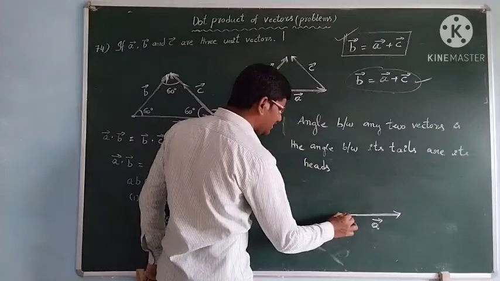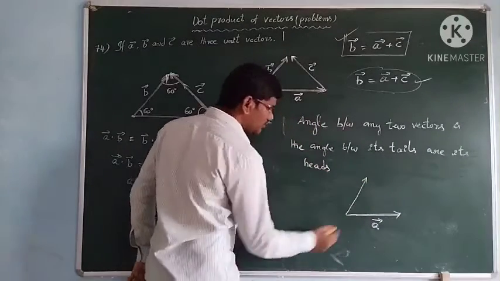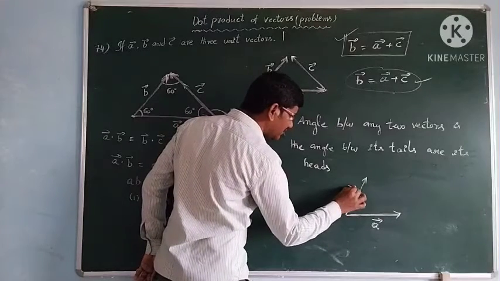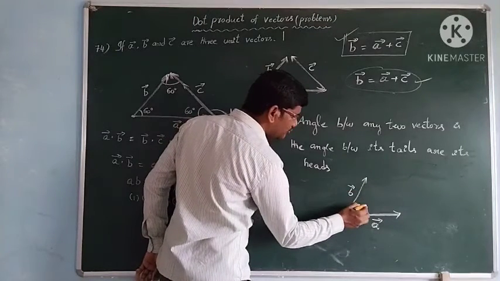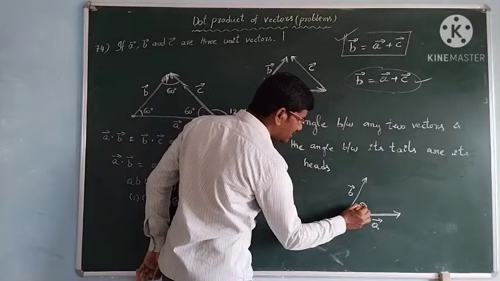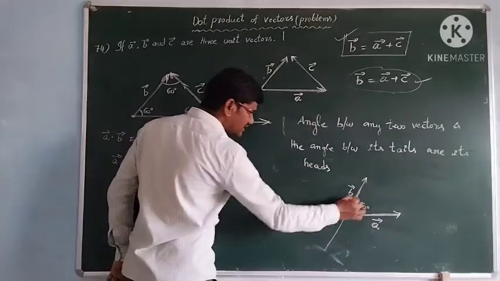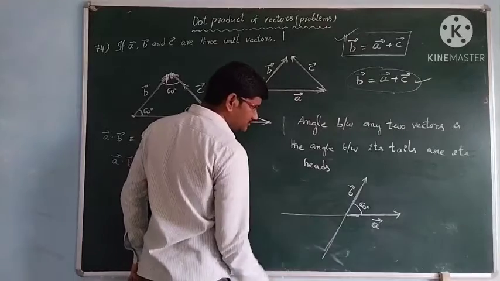And you have another vector b bar. So this is the initial point of the first vector, this is also the initial point of the second vector. Then the angle between the two vectors is called the angle between the vectors, which is 60 degrees. Similarly, you extend this backward.